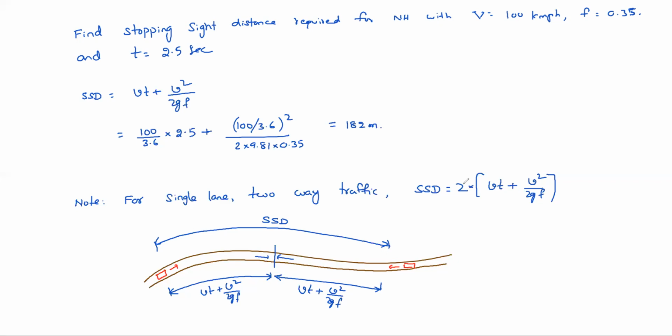So if a double lane is there, it is not a problem. I mean a double lane is there like this. One vehicle will be in this lane and another vehicle will be in the other lane. So the SSD required is only Vt plus V square by 2gf, which is enough. If double lanes are there, only for a single lane we need to multiply by 2. Clear?